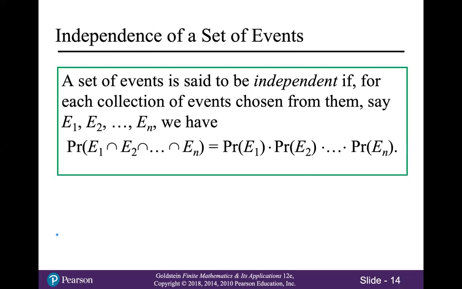A set of events is said to be independent if, for each collection of events chosen from them, say E1, E2, all the way up to E sub n, the probability of the intersection of E1, E2, all the way up to E sub n is equal to the product of the probabilities: the probability of E1 times the probability of E2, all the way up to the probability of E sub n.